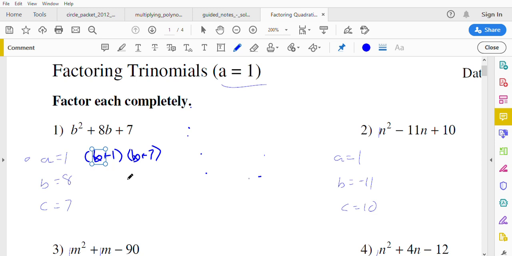Well, again, if I multiply this, if I did b plus 1 times b plus 7, using what we talked about last week, let's distribute. B times b is b squared. B times 7 is 7b. B times 1 is 1b. I'm going to write the 1 there for now. And 1 times 7 is 7.